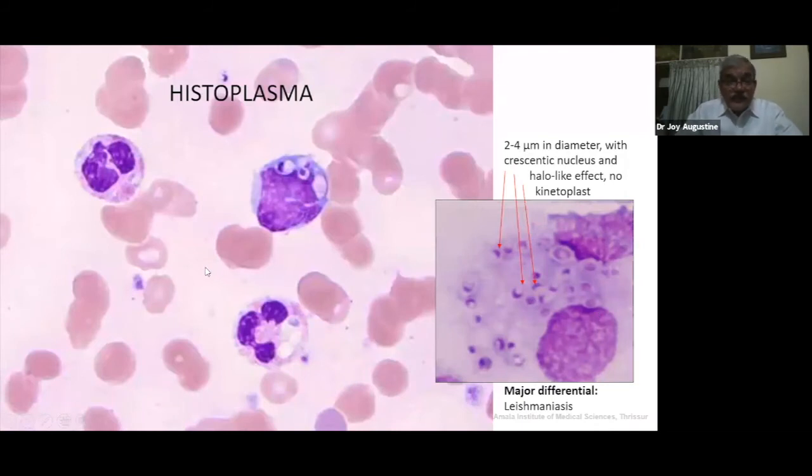Histoplasma, well, we had the opportunity to see a case of histoplasma recently, and you find that the appearances are similar to Leishmania, except that you find these crescentic shaped nuclei with a halo-like area, empty space, which actually represents the capsule. This is in contrast to the dot and dash appearance that you see in Leishmaniasis. Otherwise, the size of the two organisms are essentially the same. For that matter, it's a major differential diagnosis.